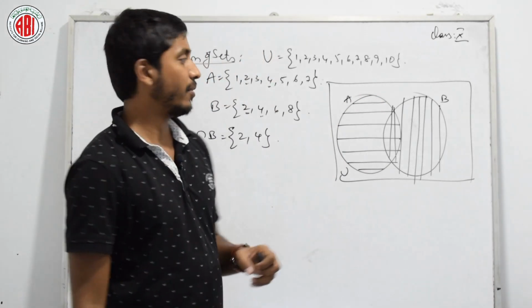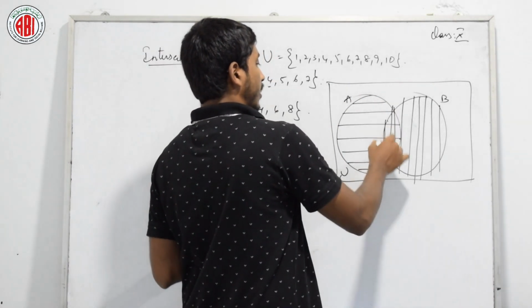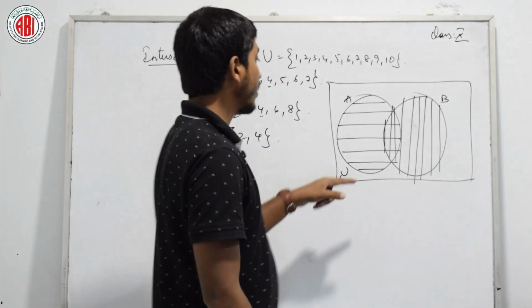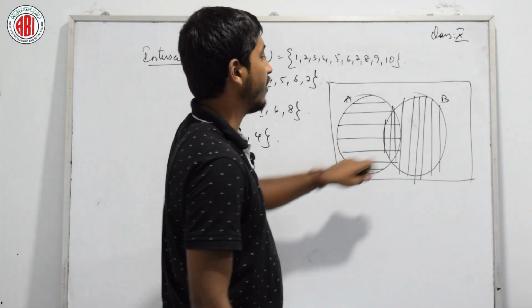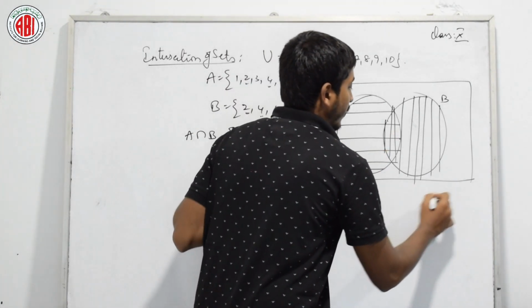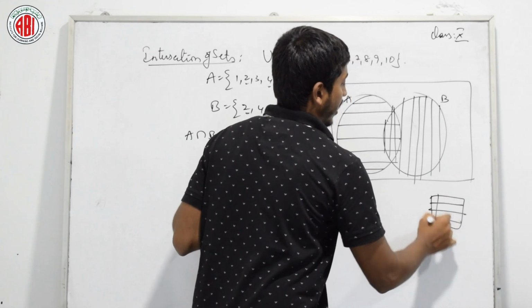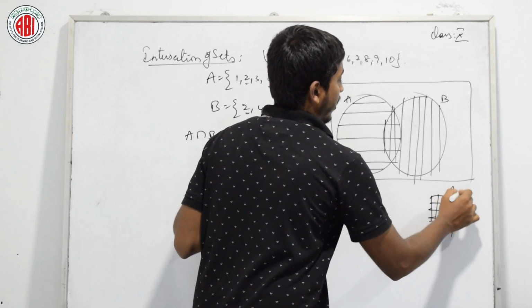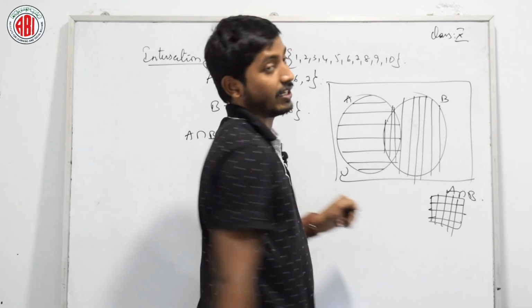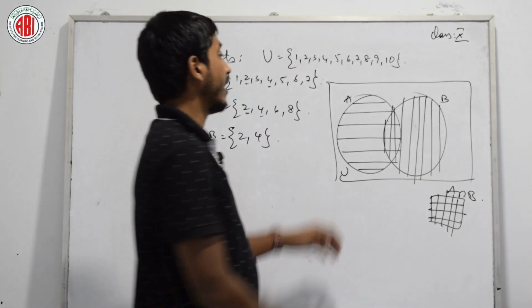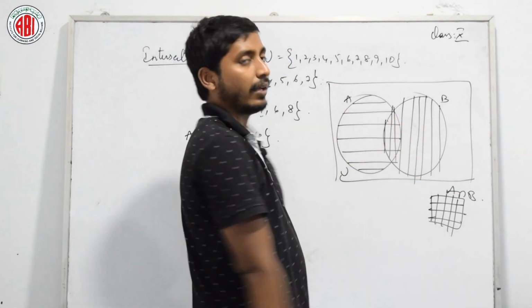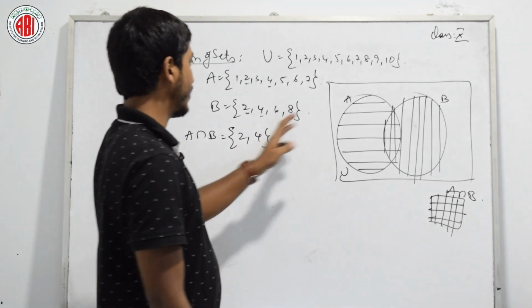Is there anything common between these two sets? If you observe, there is a common area in between both of them, the horizontal lines and the vertical lines combining together. That area is A intersection B, which means the area which is common between A and B. Okay, we can write the numbers there also.